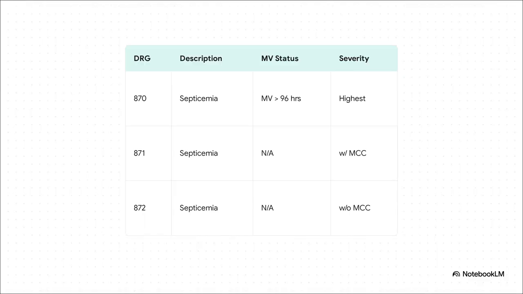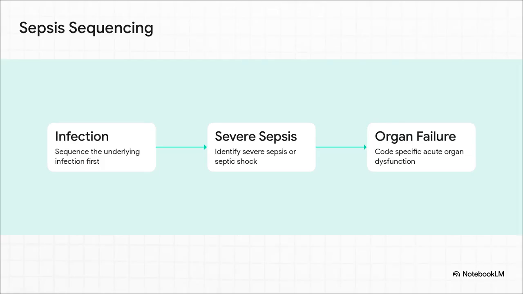Now, this is where it gets super interesting. The sepsis DRG hierarchy is split into 3 distinct payment tiers. Down at the base, you've got DRG 872 without a major complication or comorbidity, or MCC. But if you add an MCC, like septic shock, bam, you shift up to DRG 871. And at the absolute highest tier, DRG 870, your reimbursement drastically shifts if that patient requires mechanical ventilation for greater than 96 hours.